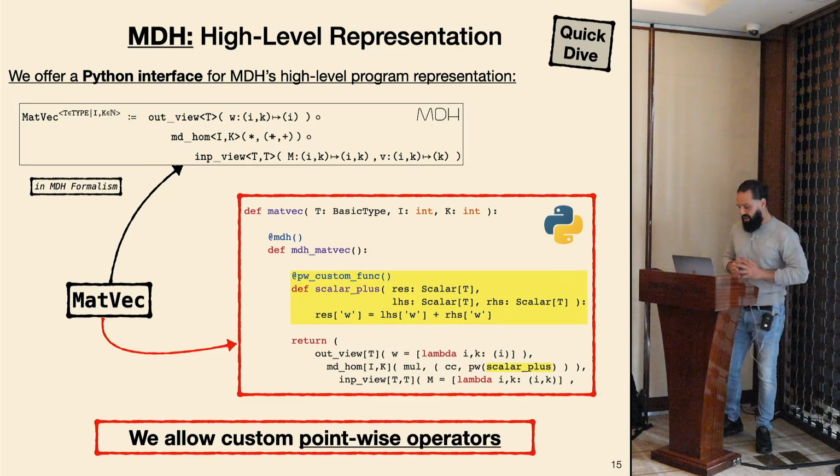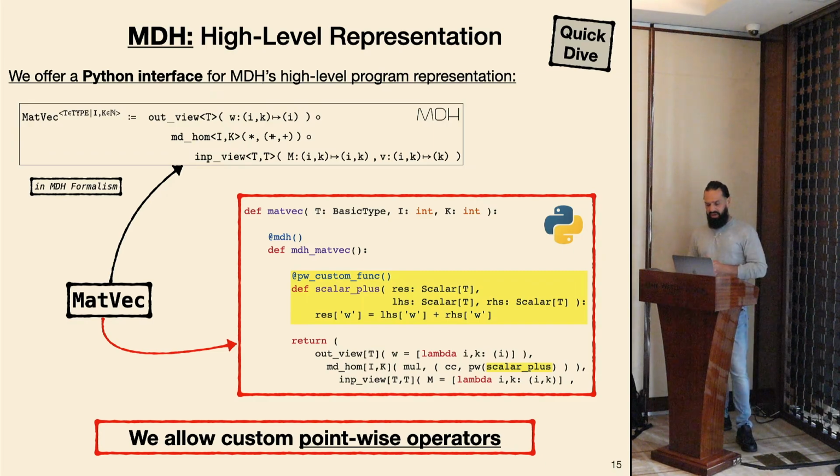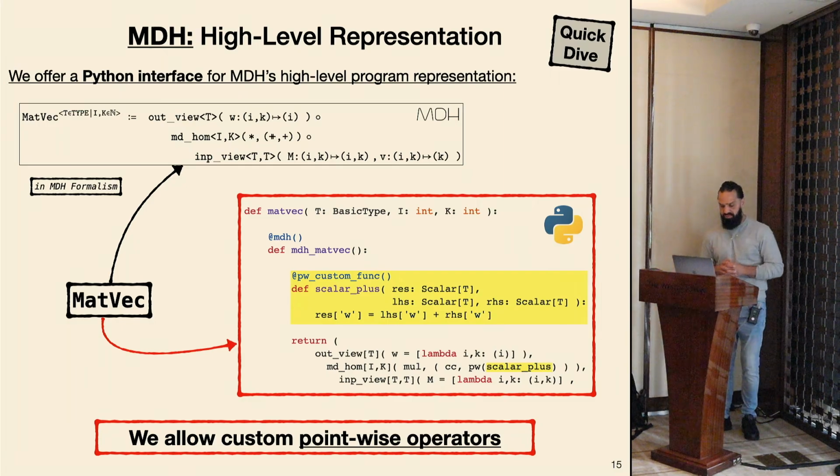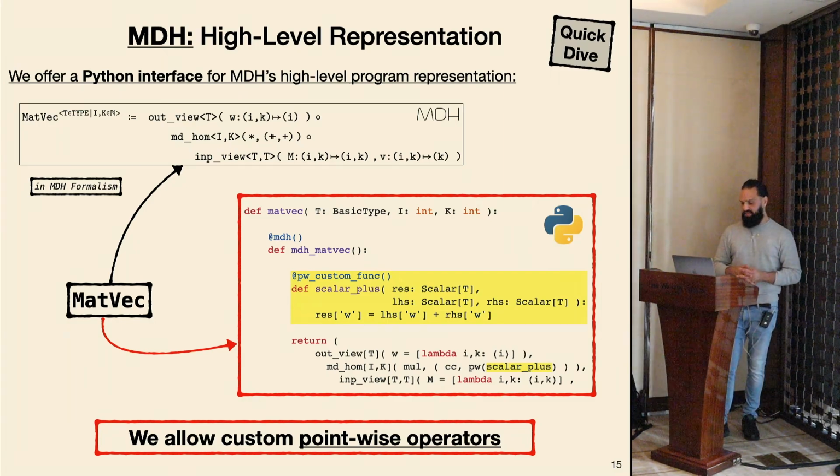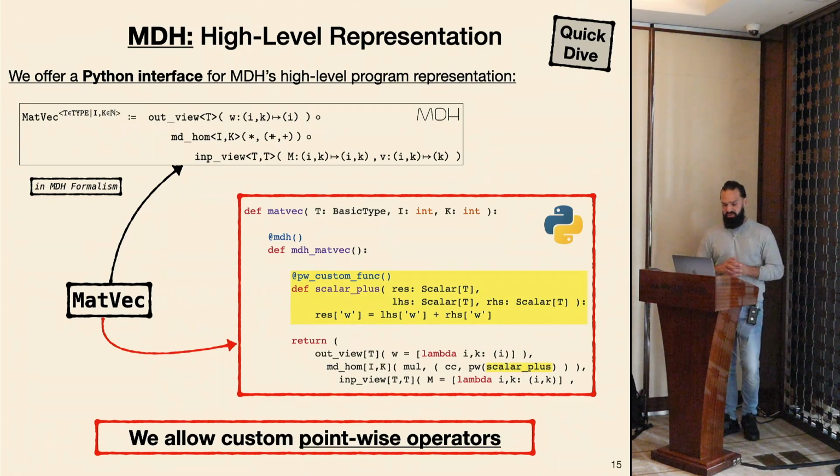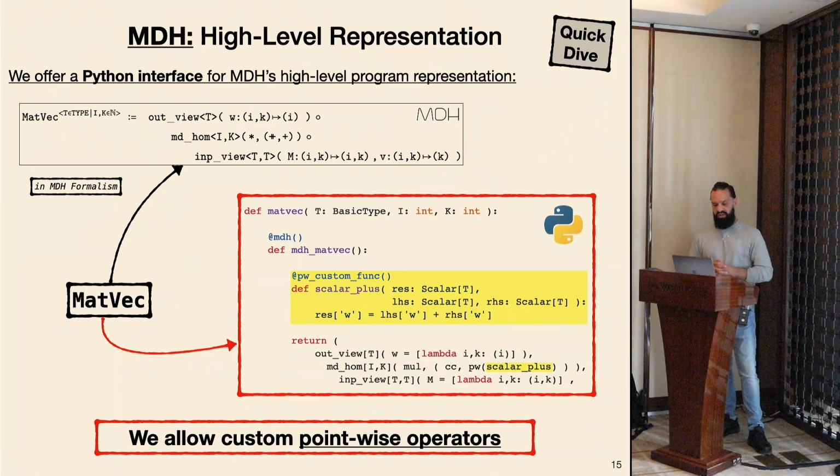And for a pointwise operator, we also allow using arbitrary kinds of binary operators. In the matrix vector multiplication example, we used the scalar plus to express the pointwise addition. But that can also be any kind of arbitrary user-defined function. We just implement it in Python, use a decorator, and if all type properties are satisfied, that's completely fine.